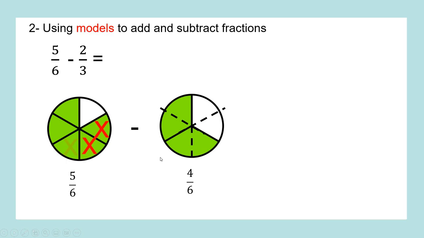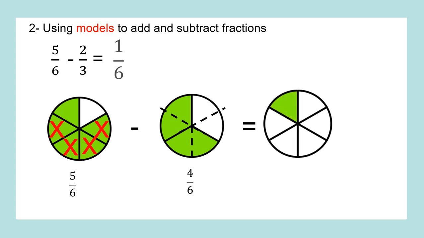So 1, 2, 3, 4. Now what's left? Just 1 piece, which means 1 over 6. So the answer is 1 over 6. Once again, when I have unlike denominators, I can change them to get what? An equivalent fraction to make the subtraction, right?